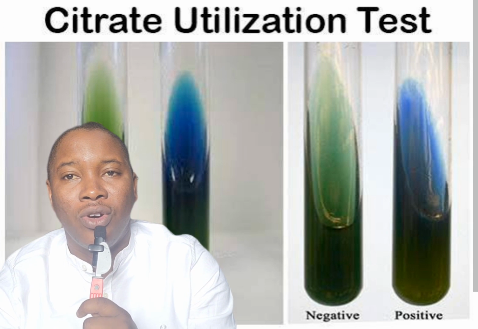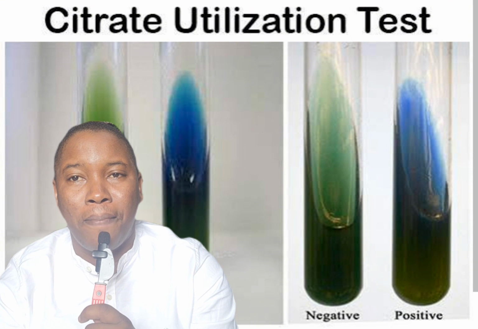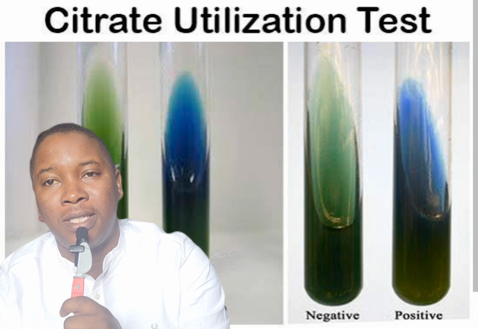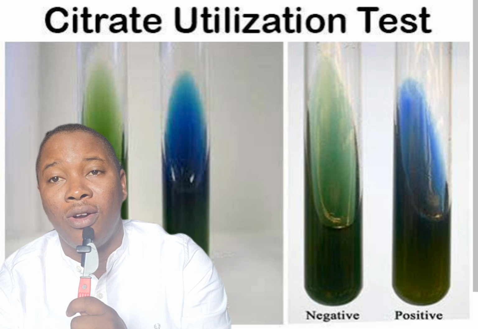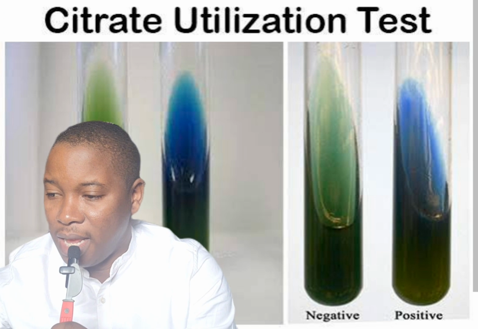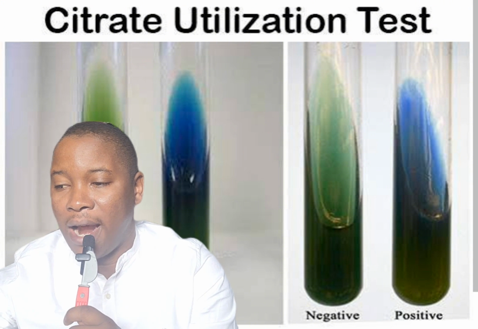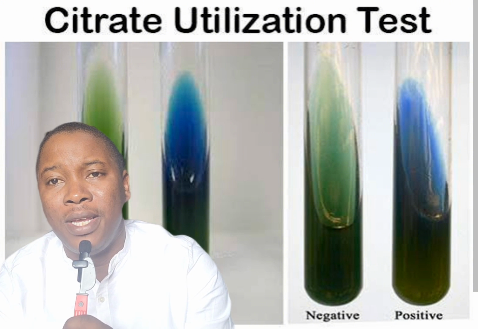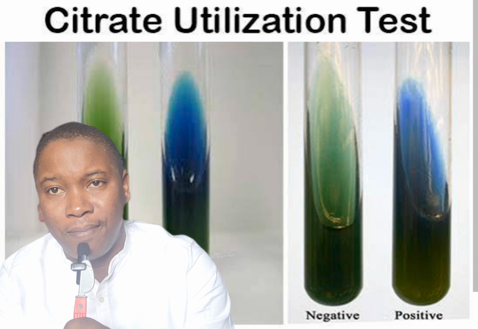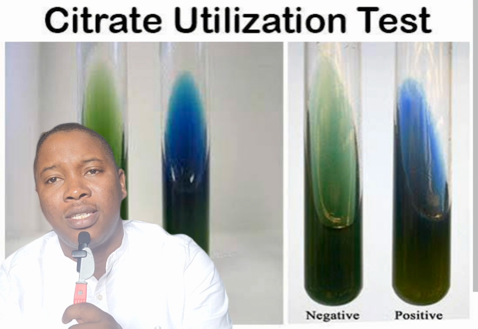When we see growth of the organism along with blue coloration, that gives us a positive result. If it is green in coloration, that is a negative result. So blue with growth is a positive result for us, and that blue indicates that there has been an alkaline pH. That is, the pH of that medium has become alkaline. And so this is important for us to know.